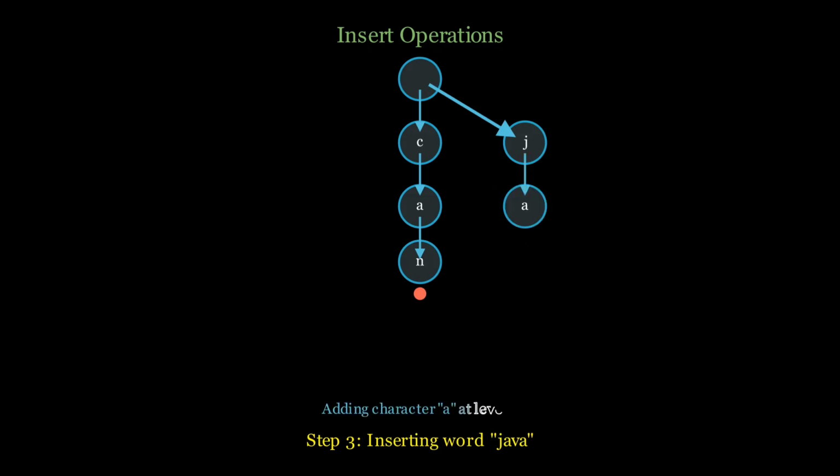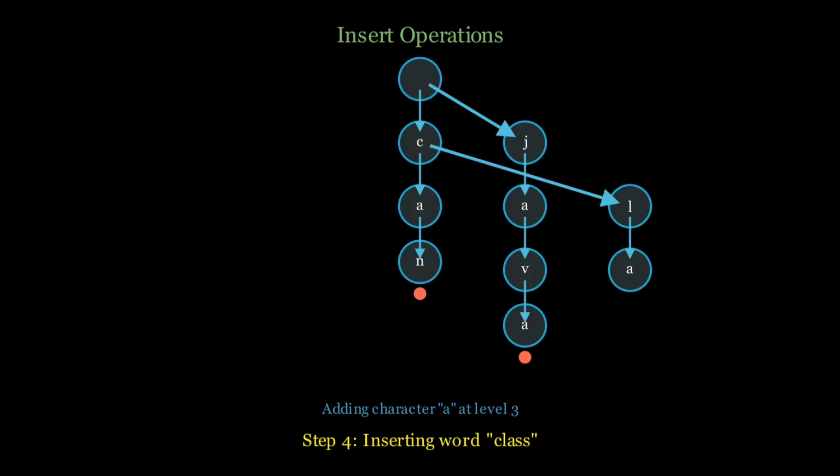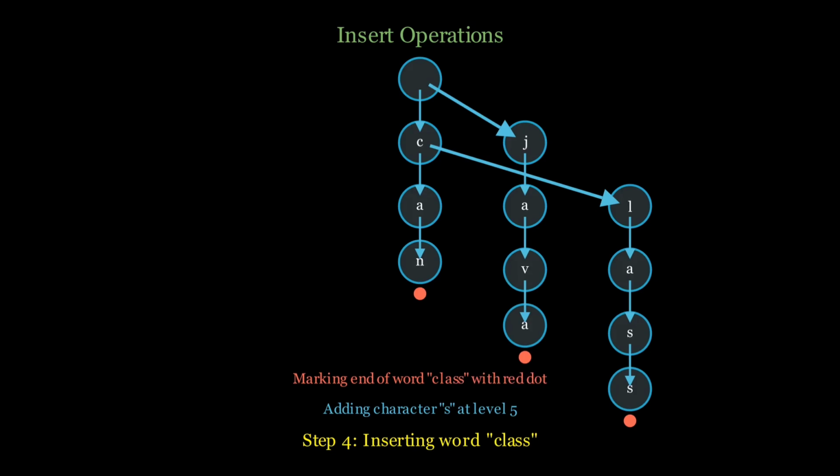And next we add the word Java, which creates a completely new branch. Each character gets its own node because this is our first word with these letters. Next, when we add the third word, that is class, notice how it reuses the existing C node. This is prefix sharing in action, one of the Trie's most powerful features. It saves memory by not duplicating common prefixes.